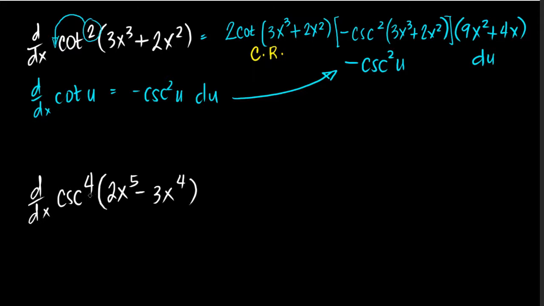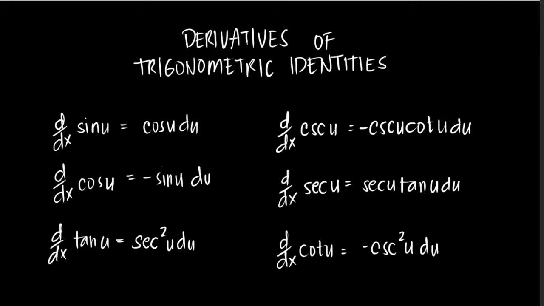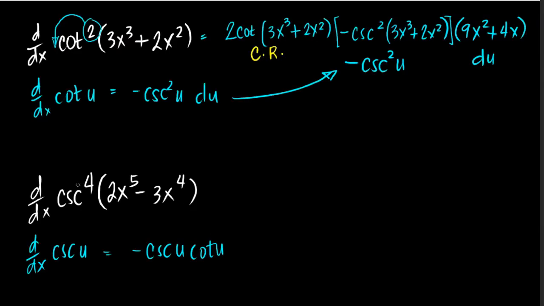Like this one, cosecant of 2x to the 5th minus 3x to the 4th, raised to 4. So, before you proceed, knowing that the derivative of cosecant u is negative cosecant u cotangent u, based on our table. Cosecant, right? What is it? Negative cosecant u cotangent u. You already know that, but since you see an exponent, you do chain rule first. So with chain rule, 4 comes down. So, 4 goes here.